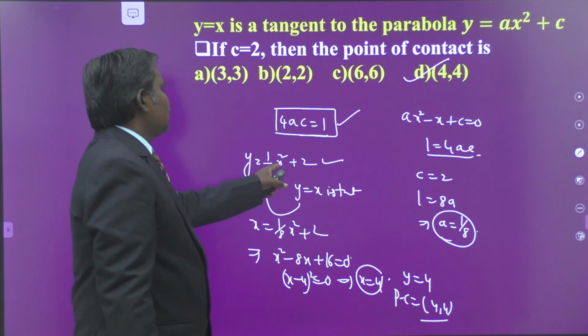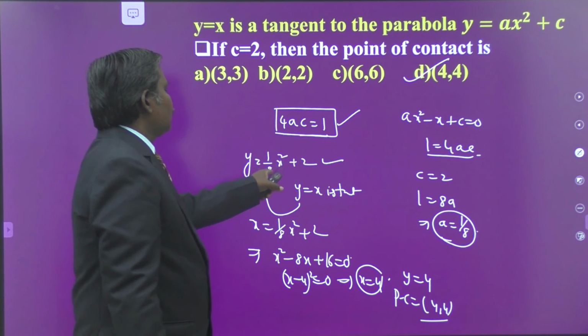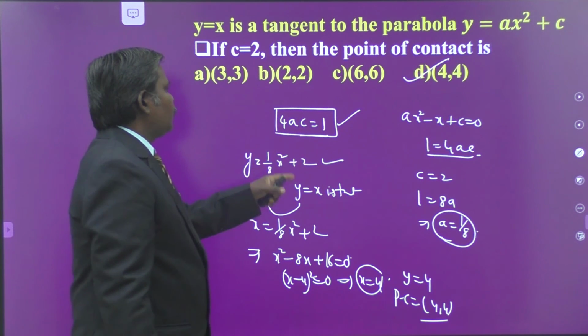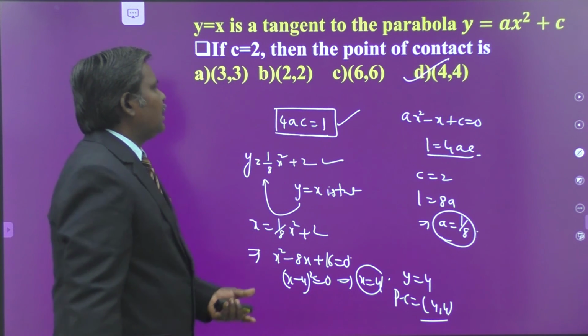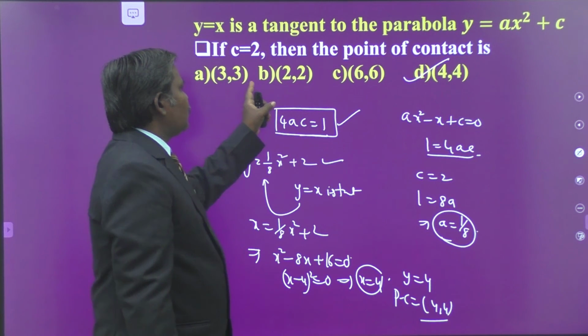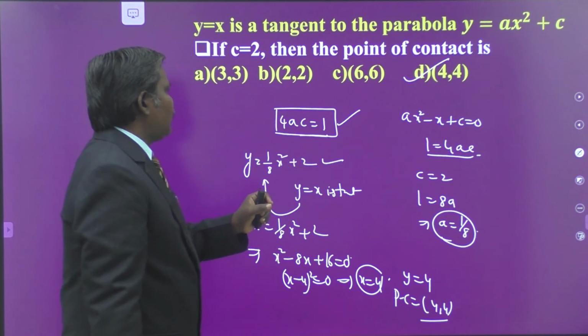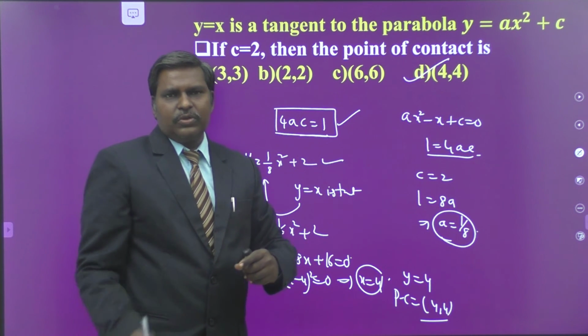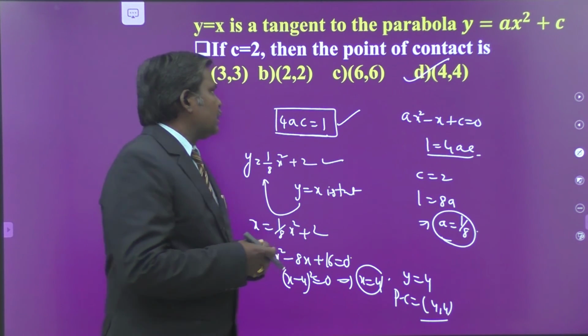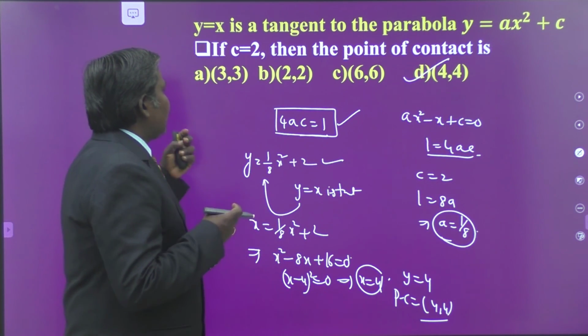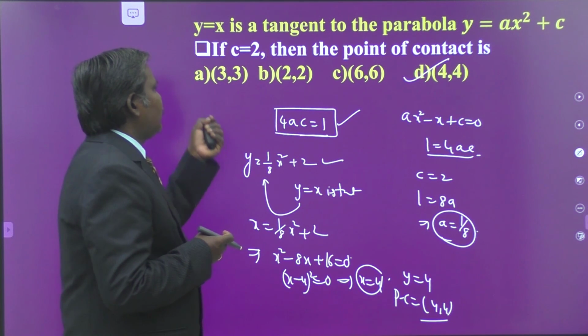Substitute 4 comma 4 itself also: this is 16 by 8, so 2, and 2 plus 2 is 4. So 4 comma 4 lies on both the curves. So when c is equal to 2, the point of contact of that curve with respect to the tangent y equal to x is 4 comma 4. So you can solve it by knowing the simple technique of that paragraph.